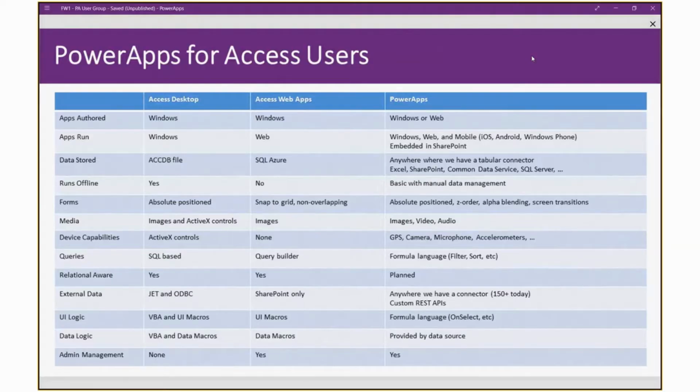The apps that you create in the old Access world were based on Windows, and Access Web Apps were just based on the web. In this world, we can run in a rich Windows app, we can run on the web in a web page, and we can run on mobile devices, tablets, and phones, based on iOS, Android, and Windows Phone.